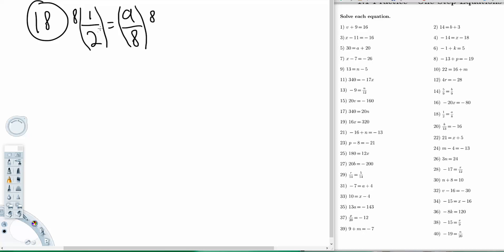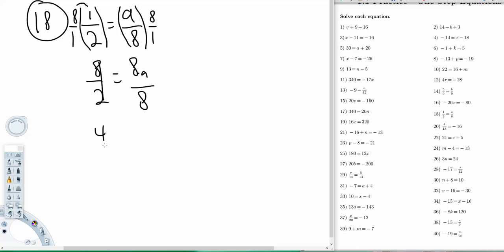Now anytime you multiply 8 by a fraction, you're really saying 8 over 1. So I won't write that down, oh yeah, I could, I guess. Here it is, 8 over 1, 8 over 1. We multiplied both sides by 8 over 1. So here we have 8 times 1 equals 8 over 2 equals, and here we have 8 times a, which is 8a over 8. This is a multiplication.